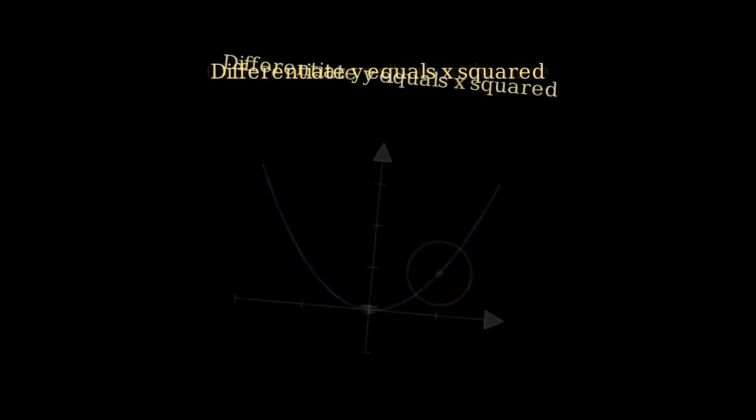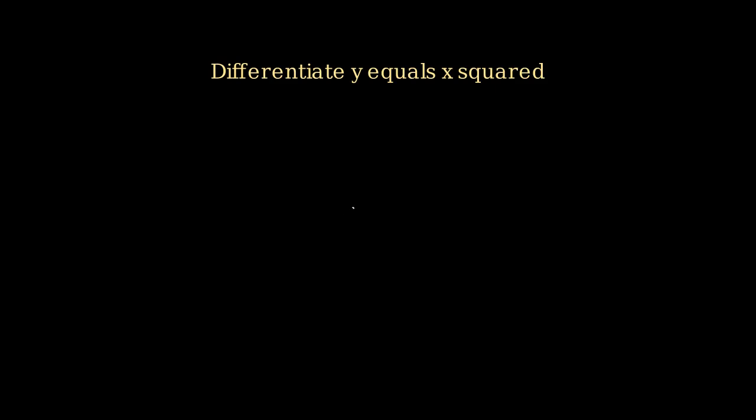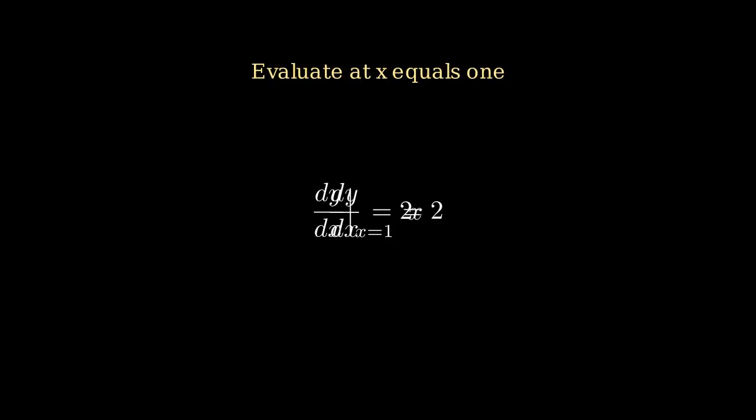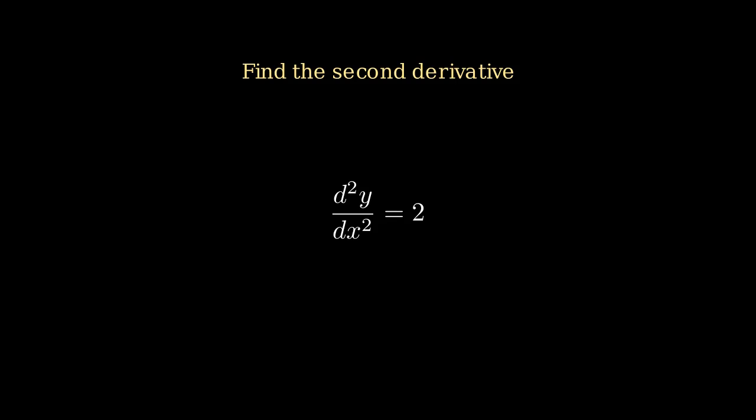First, differentiate y equals x squared with respect to x. This gives dy by dx equals 2x. Now evaluate this at x equals 1. This gives dy by dx equals 2. Next, differentiate again to find the second derivative. This gives d squared y by dx squared equals 2.